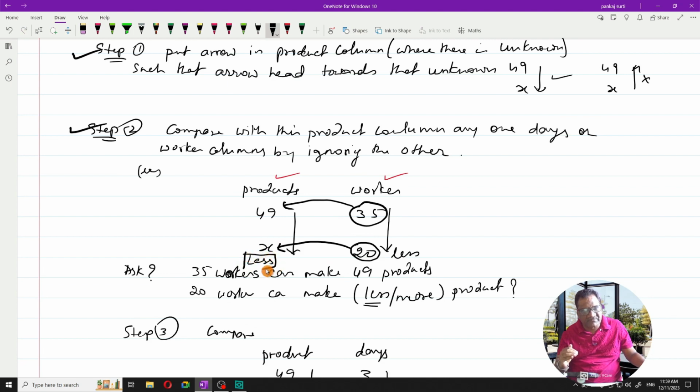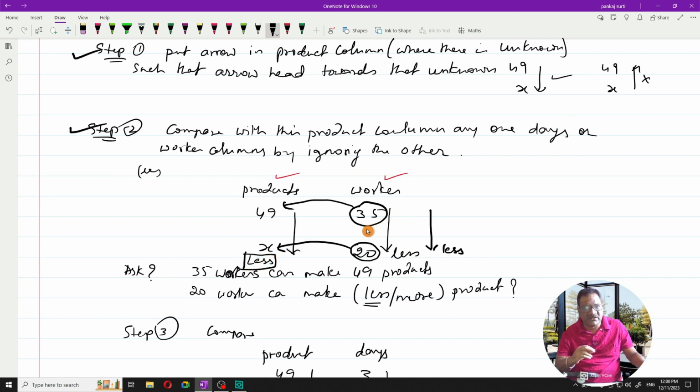After writing less over here, keep this in your mind and come to the worker column, and put an arrow mark in such a way that it points towards the lesser quantity. So the arrow mark will be put from 35 to 20, because 20 is less. Whatever answer you get here, in the same fashion you put the arrow mark over here. So here you got the answer as less.